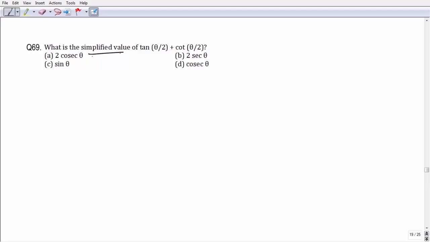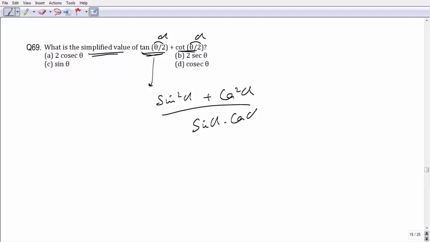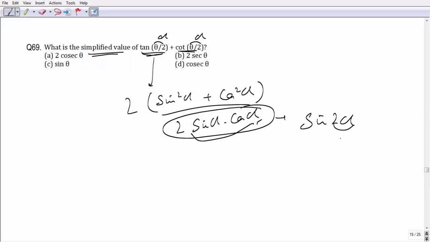Now for this particular question, we have to find out the simplified value of tan theta by 2 plus cot theta by 2. Now if we assume theta by 2 to be alpha, this whole expression can be rewritten as sine square alpha plus cos square alpha by sine alpha into cos alpha. Now if we multiply the denominator with 2, to maintain the ratio we have to multiply the numerator also with 2. So this part will give me the value sine 2 alpha, or sine theta, and this part will give me the value 1. That means the answer turns out to be 2 cosec theta, which leaves behind option number A as your answer.